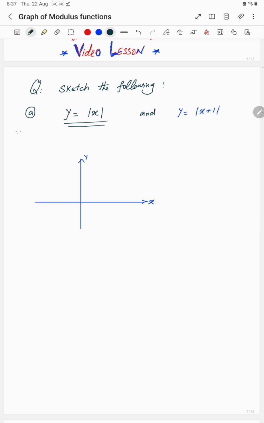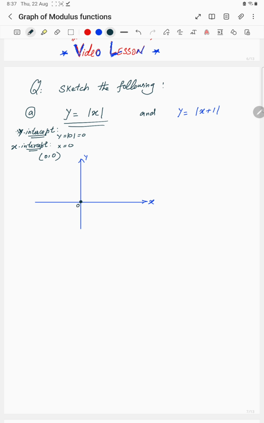Here, if we take the y-intercept of this modulus function, we will see that y equals 0, because mod 0 is 0, and the x-intercept is also 0, that is x is equal to 0. So it means the graph reflects at the point (0, 0). So (0, 0) is the reflecting point over here.